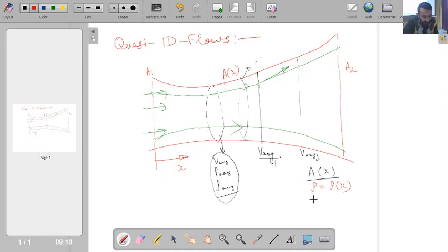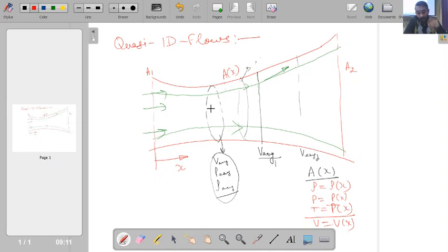Then I can say that my pressure is also a function of x, and temperature is also a function of x. So likewise, all the properties I can define solely as functions of x only. This type of situation is called quasi one dimensional flow. What we are saying is that though we have variation, if we define cross sectional average properties, then at each cross section I have a unique magnitude of the property, and that property is varying only along the x direction.